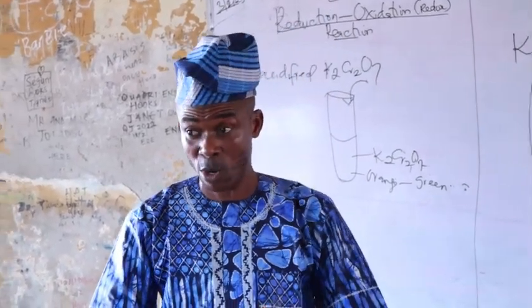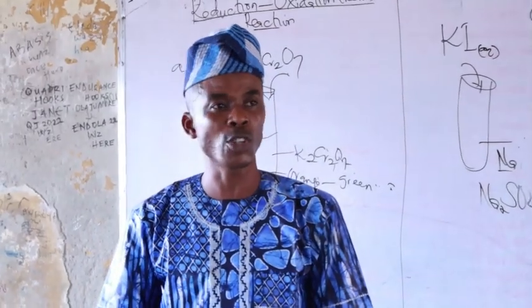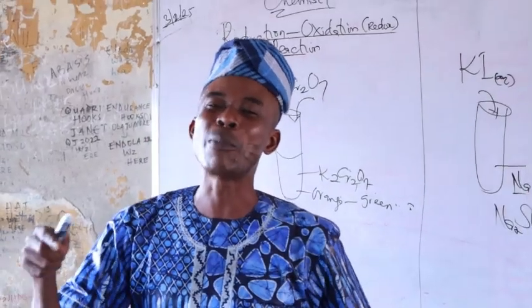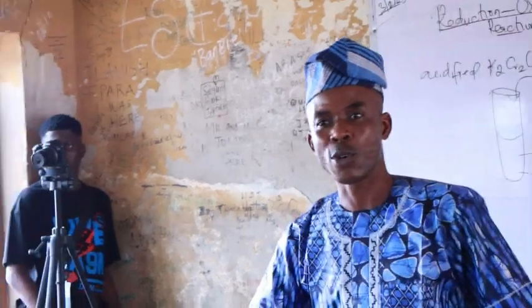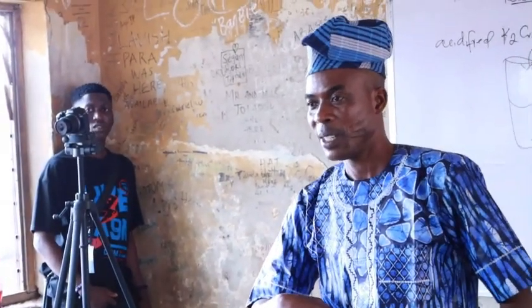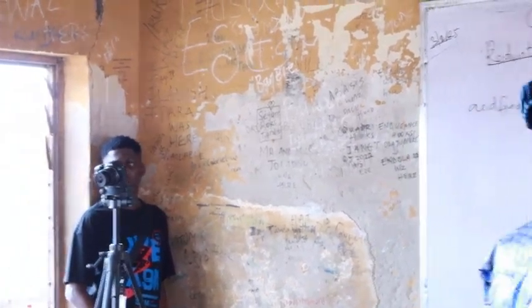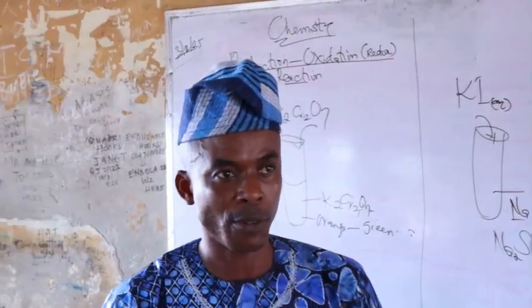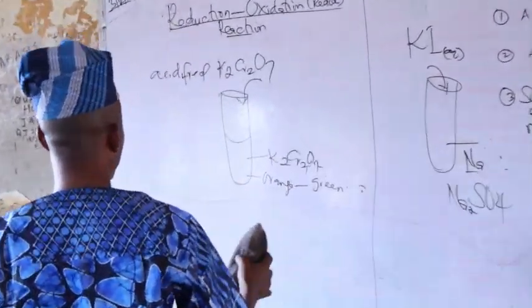We are going to look at some calculations on how to determine the oxidation number of elements in a compound. Now, what is the importance of oxidation number? Let us look at the importance of oxidation number before we look at calculation.